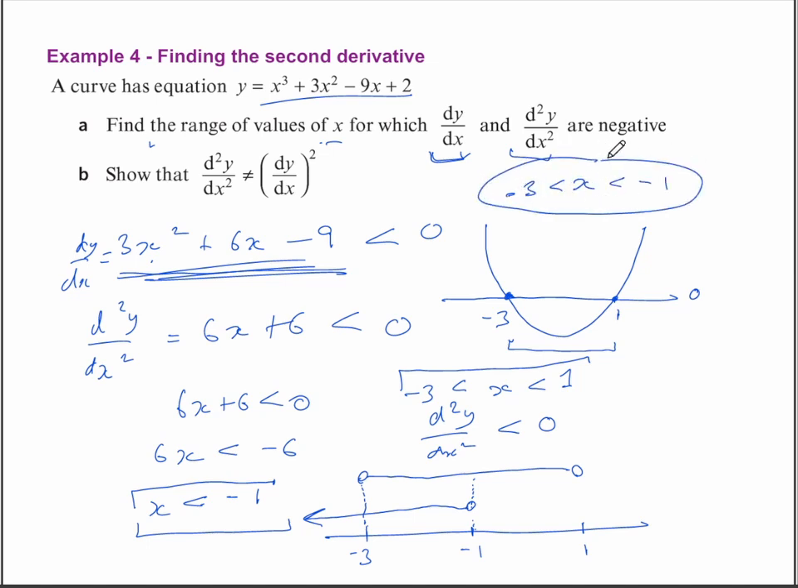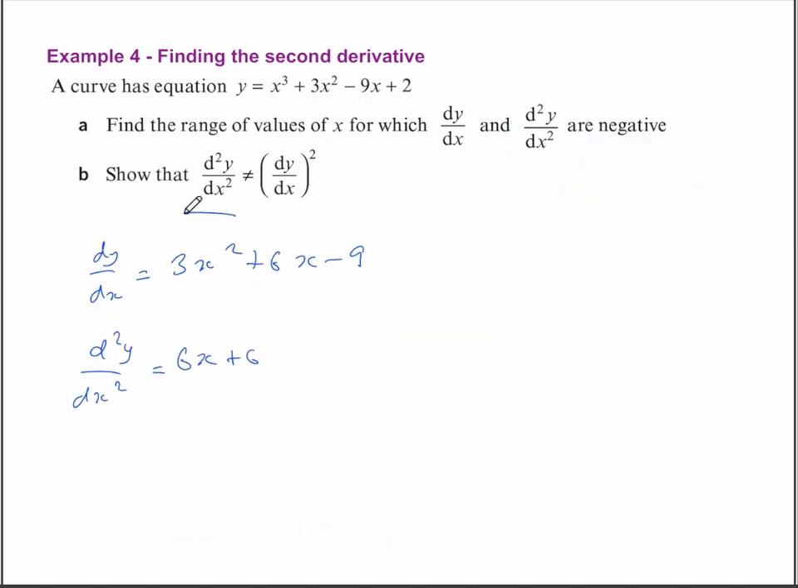This range of values is when dy over dx and the second derivative, d2y over dx squared, are both going to be negative, this range right here. Part B tells us to show that the second derivative is not equal to the first derivative squared, which people might confuse with the way it looks at first. This looks like it's just dy over dx squared. So for that, we're going to prove that.